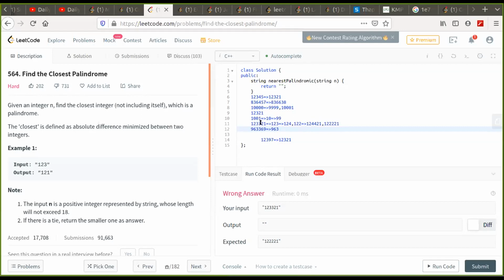What I can do here is either add 1 to it or subtract 1 from it. So I could do it like 964 or 962. And then what we need to do is create a mirror image of the same. It's like 9 6 4 4 6 9.